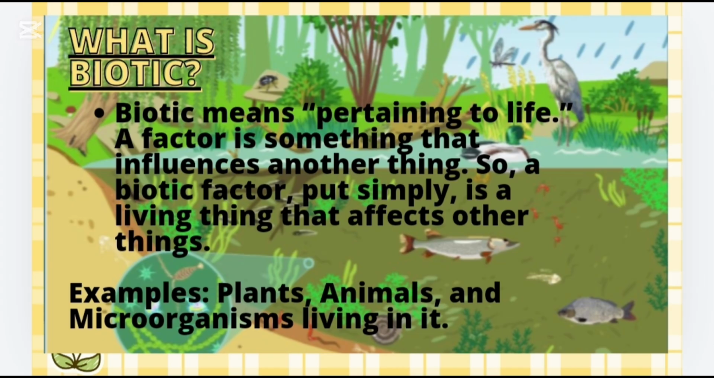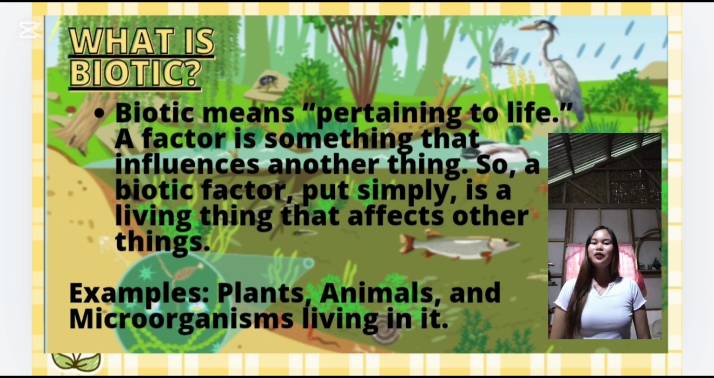What is biotic? When we say biotic, it means pertaining to life. A factor is something that influences another thing. So, a biotic factor, put simply, is a living thing that affects other things. Examples: plants, animals, and microorganisms living in it. We all know what biotic is, right? According to the book, it means living things.